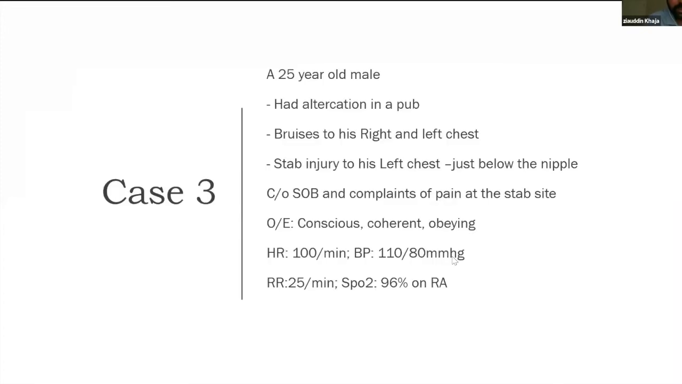Right. Okay. So coming to the next one. This is a young male. He was drinking in a pub, had a fight, and when we saw him he had bruises to his right and left chest, and he said he had a stab injury. Somebody took a butter knife and stabbed his left chest, just below the left nipple. He was complaining of shortness of breath and pain at the stab site.